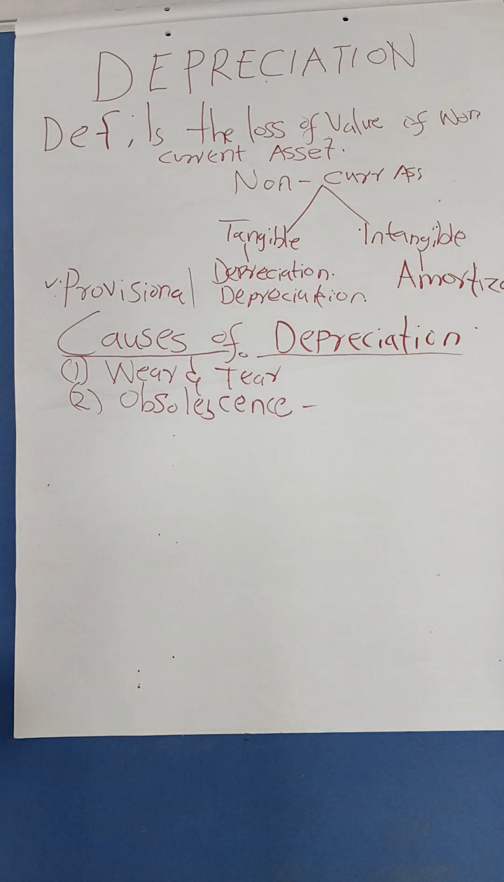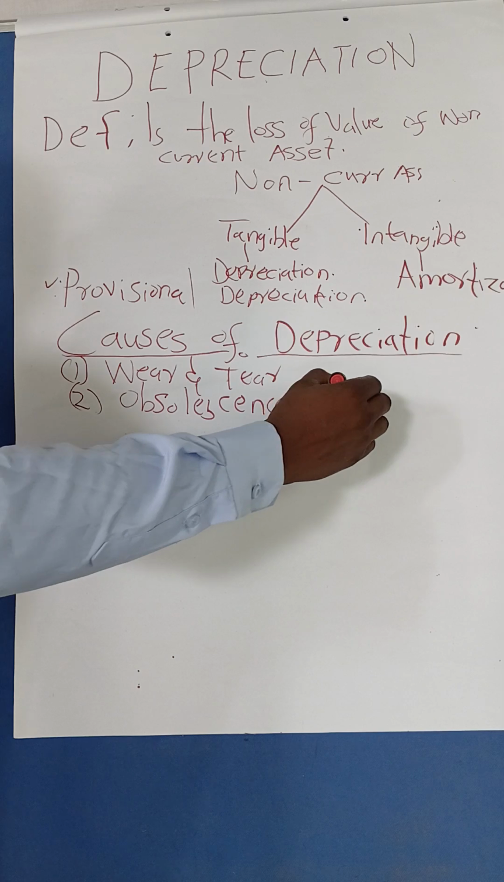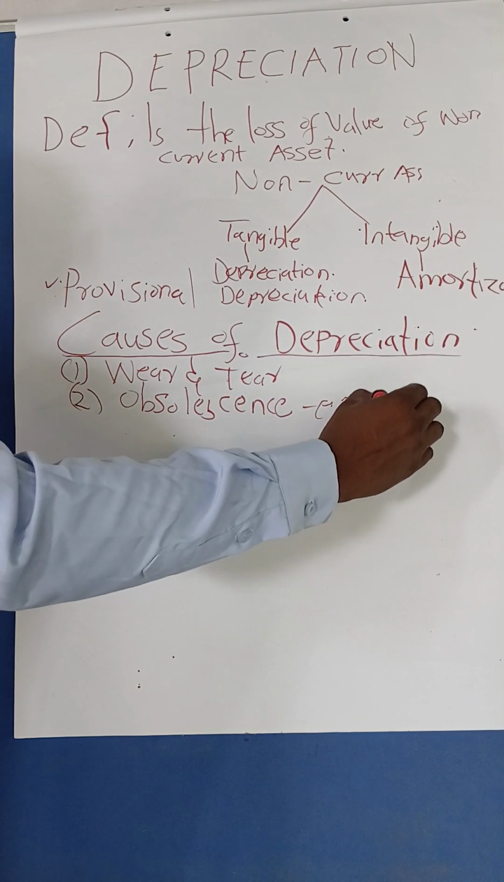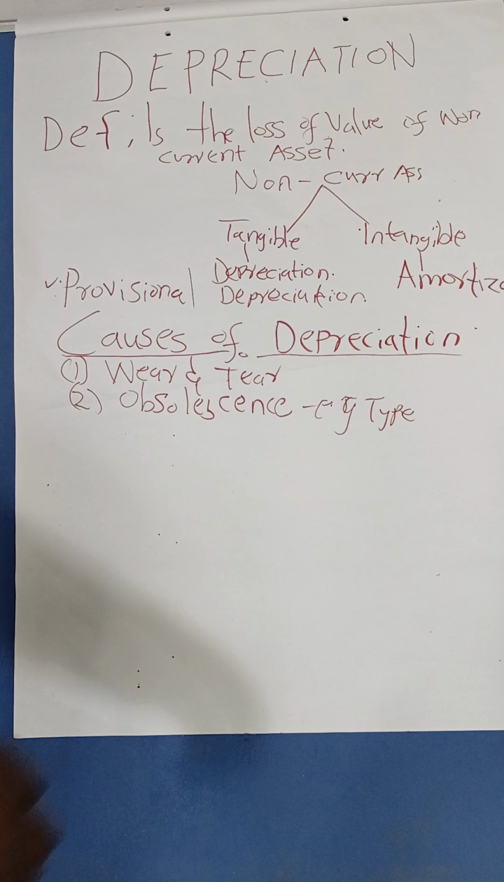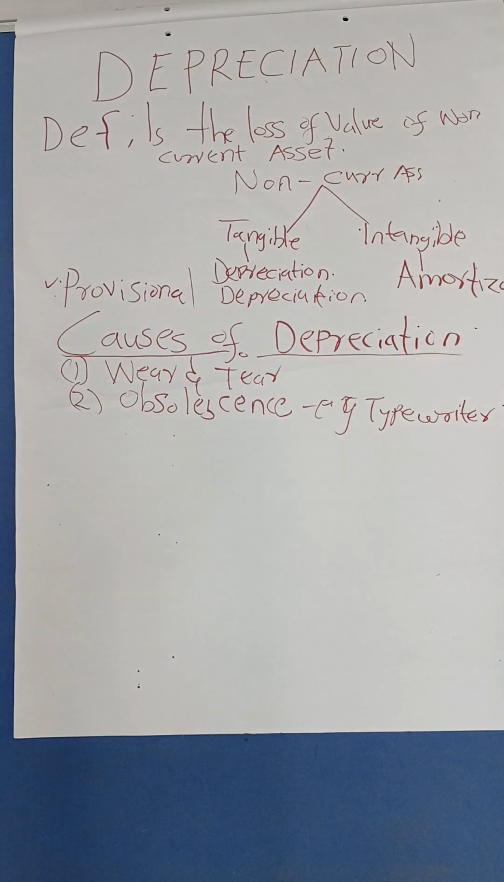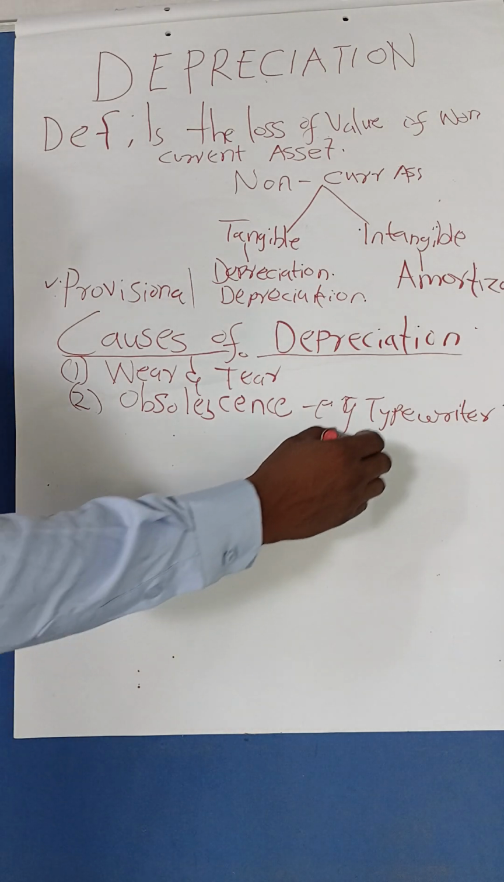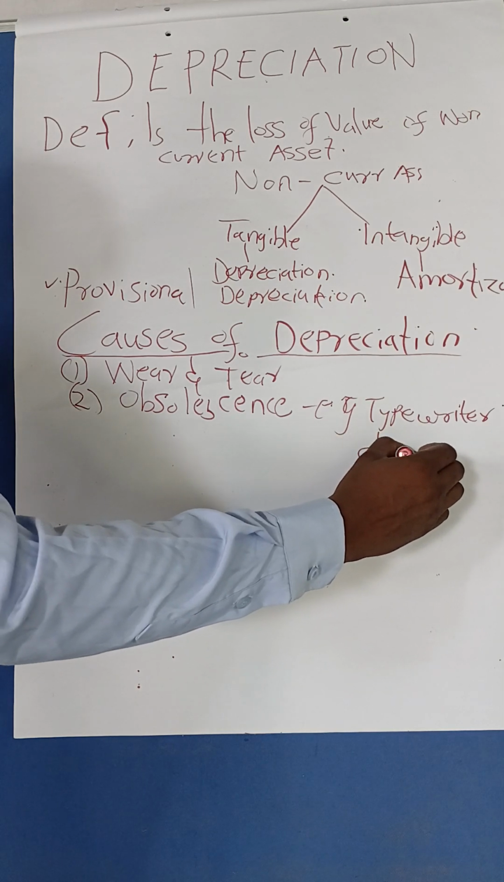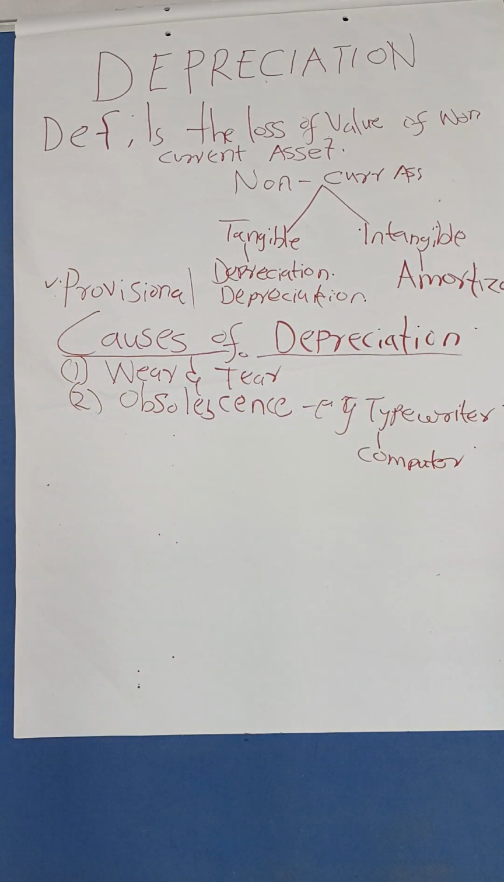Just take an example. Initially we had typewriters. Before the computers were introduced, the typewriters were in place, whereby they were used to type and to do anything to do with paper. But immediately the computers were introduced, or the technology was improved, the typewriters became obsolete. Now they were no more used by the firms. So that's another factor that can result in the loss of value of the non-current asset.